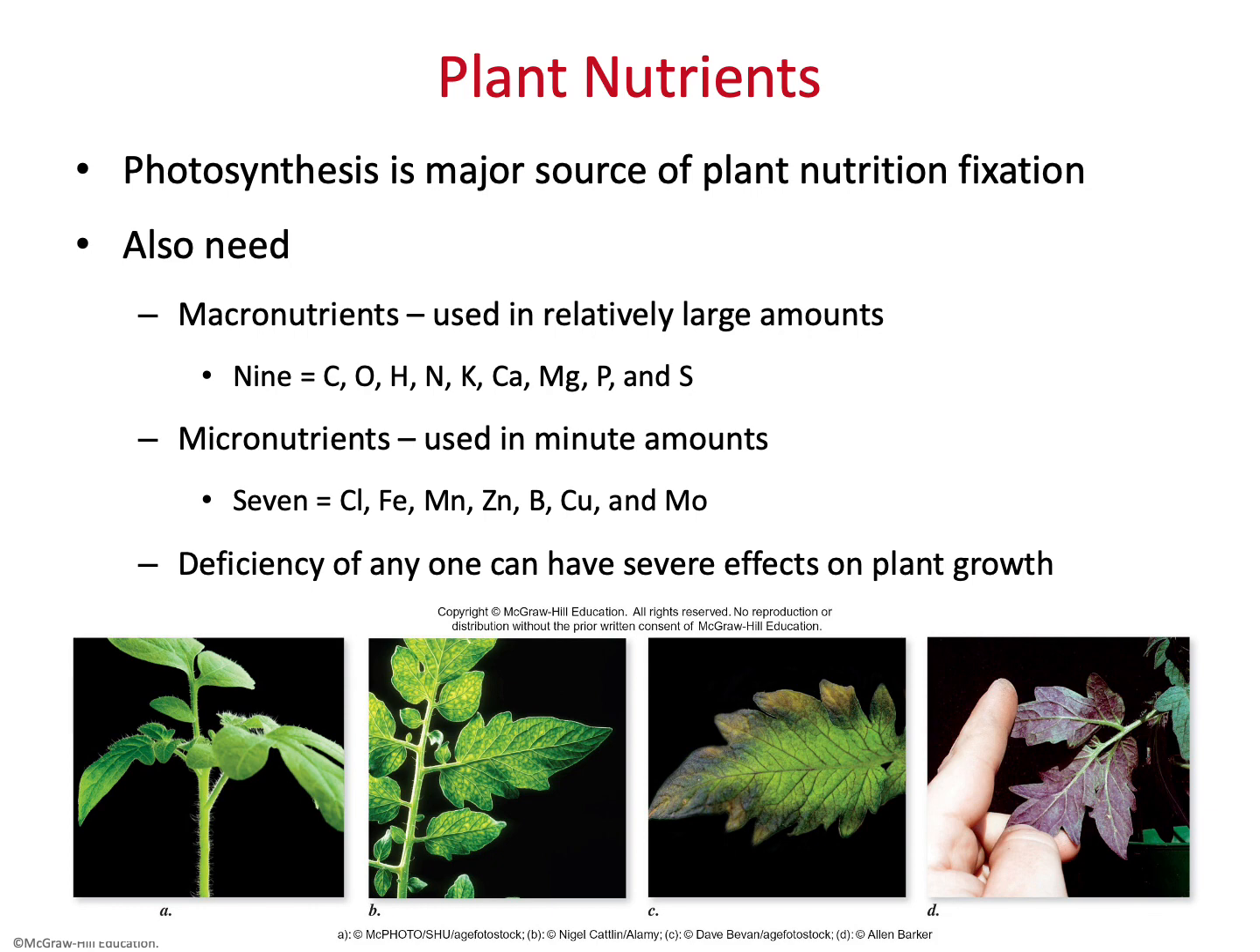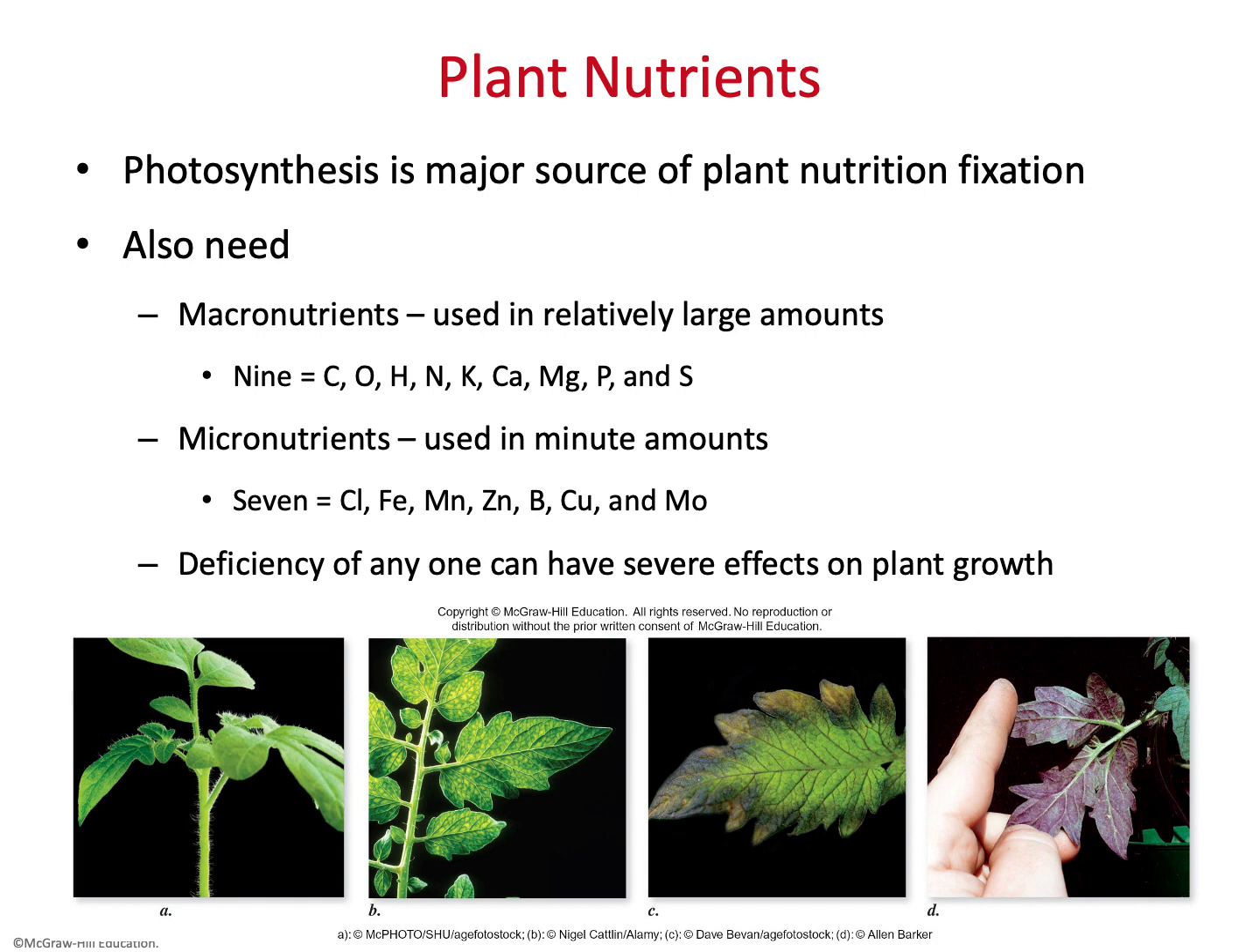These nutrients can be divided into two categories. Macronutrients are required in large quantities, and others required in minute quantities are called micronutrients. There are 9 macronutrients: carbon, oxygen, hydrogen, nitrogen, potassium, calcium, magnesium, phosphorus, and sulfur. And then we have 7 micronutrients including chlorine, iron, manganese, zinc, boron, copper, and molybdenum.